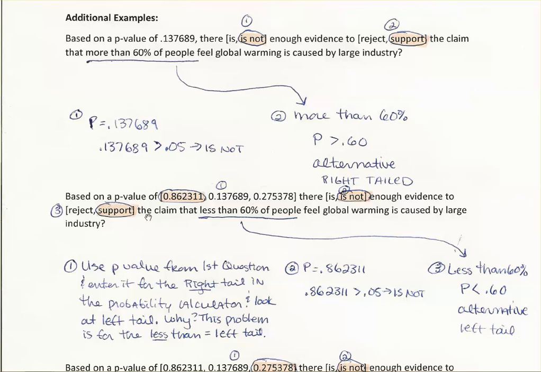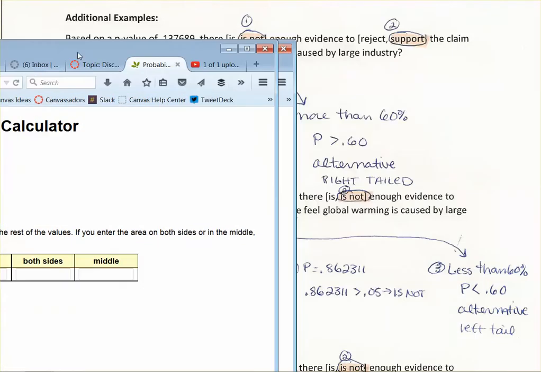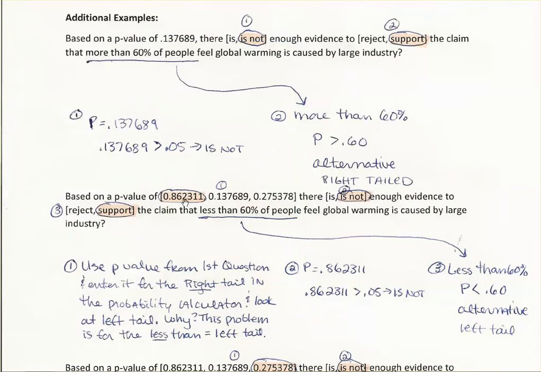So if we look at the claim, we've got the claim that less than 60% of people. So even though this is technically part of number 3, less than, p is less than 0.60, is alternative, and a less than is left-tailed. So when we go back over here, we know the left side, or the left tail, is this value right there. So in this case, that is our p-value right there.